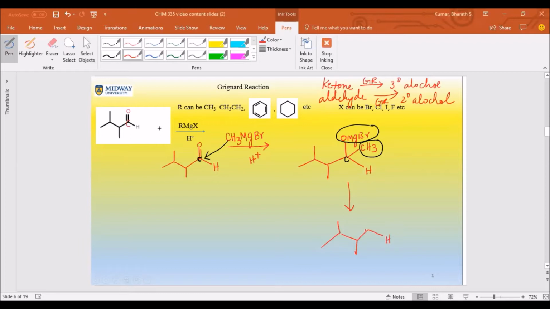Right? The CH3 stays there. The OMgBr becomes OH. Now, the site which is active, which is the carbon, now contains a hydrogen, right? So it's a secondary alcohol. And that's all there is to it.